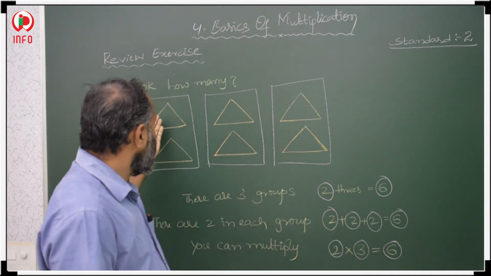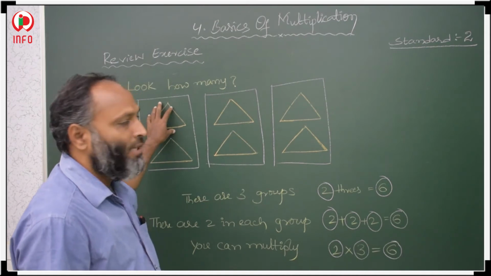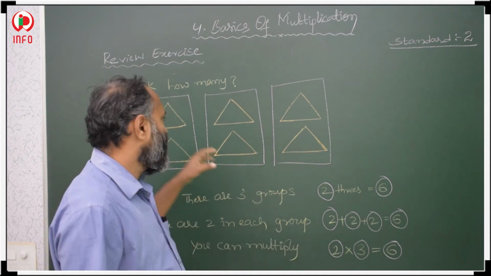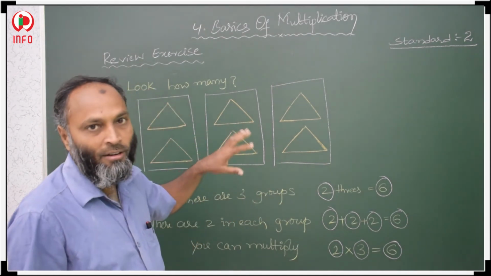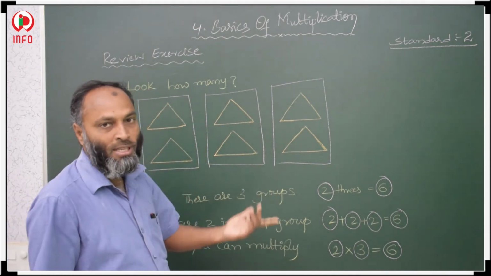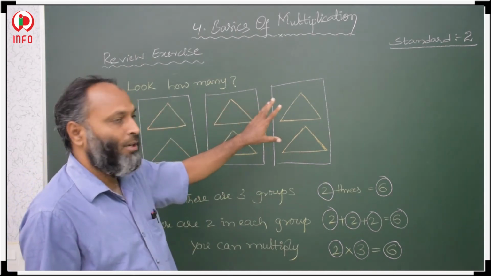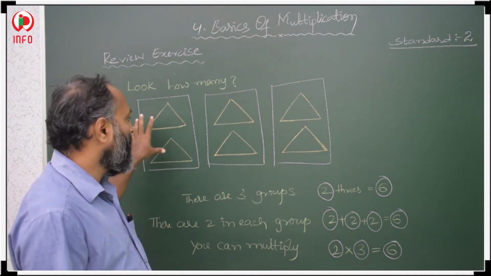Sometimes we can replace the triangle with some article, a teddy bear like that. That is our wish. So whatever image is there, according to that we have to count and say. Here this is first group, second group, third group. In each group how many triangles were there?